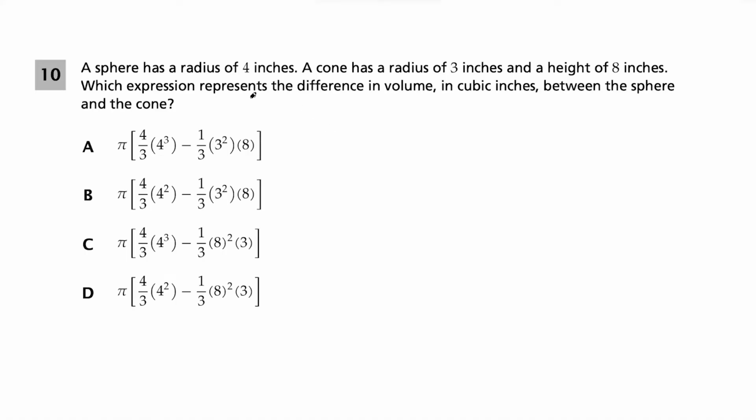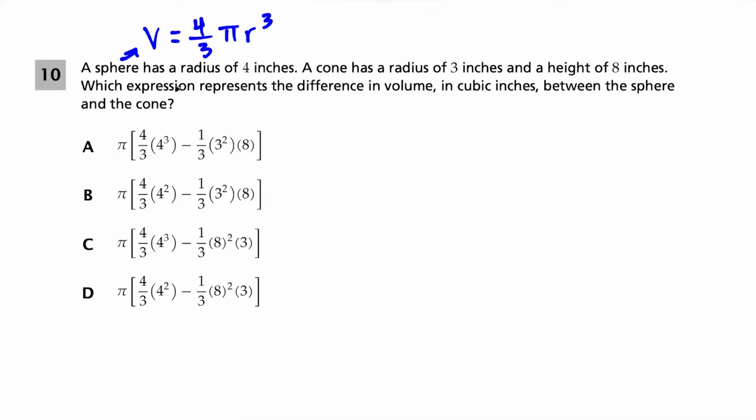Question 10, a sphere has a radius of 4 inches, a cone has a radius of 3 inches, and a height of 8 inches. Which expression represents the difference in volume in cubic inches between the sphere and the cone? So for this one here, we're going to use the formulas for the volume of a sphere and cone. So the volume of a sphere is 4/3 pi r cubed. Okay, so 4/3 pi r to the third power.